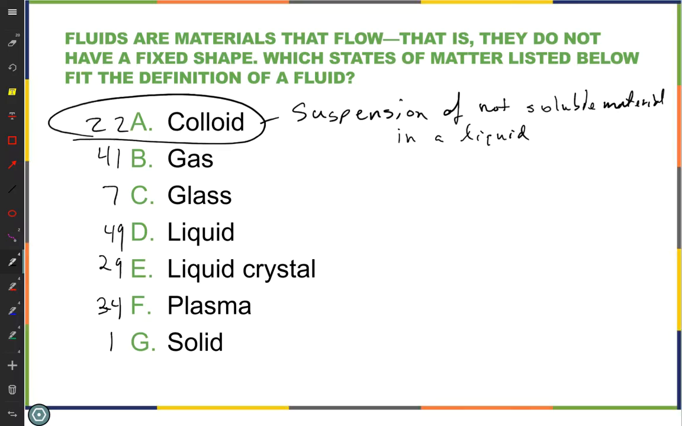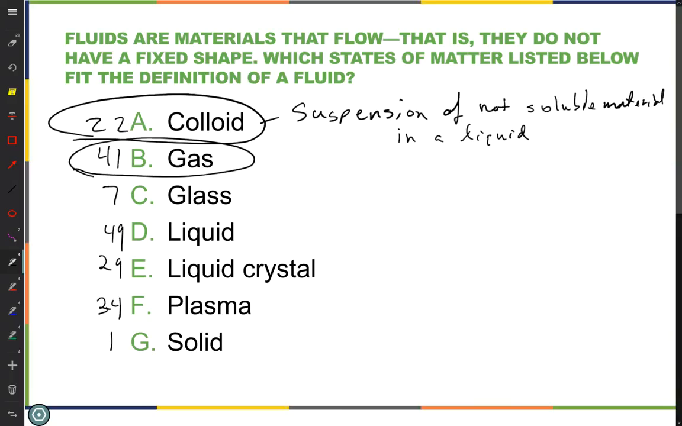Next person, Kimberly Alba. Tell us about gas. What did you say? I said yes. Okay, and why? It doesn't have a fixed shape. All right, that's perfect. A gas does not have a fixed shape. That means that it can flow, and so it is also a fluid.